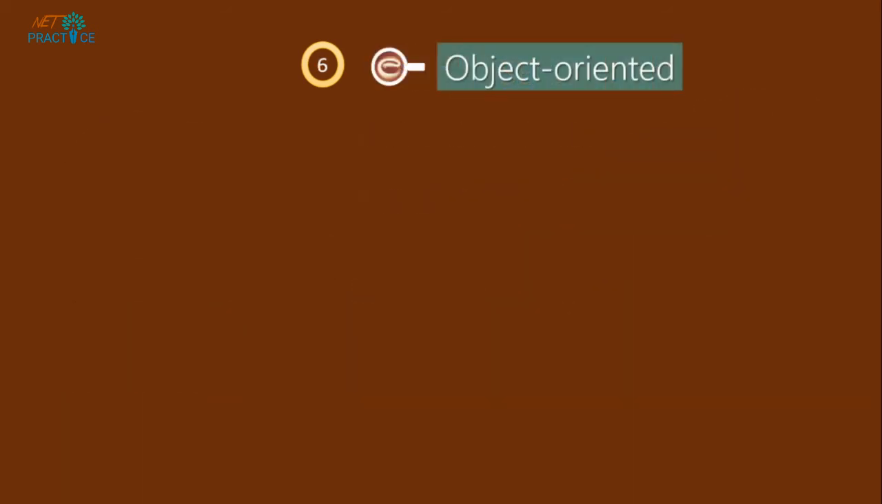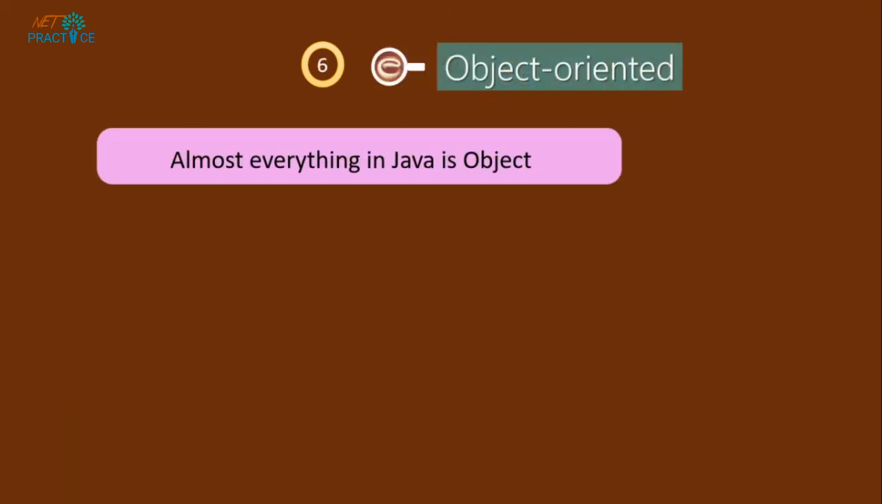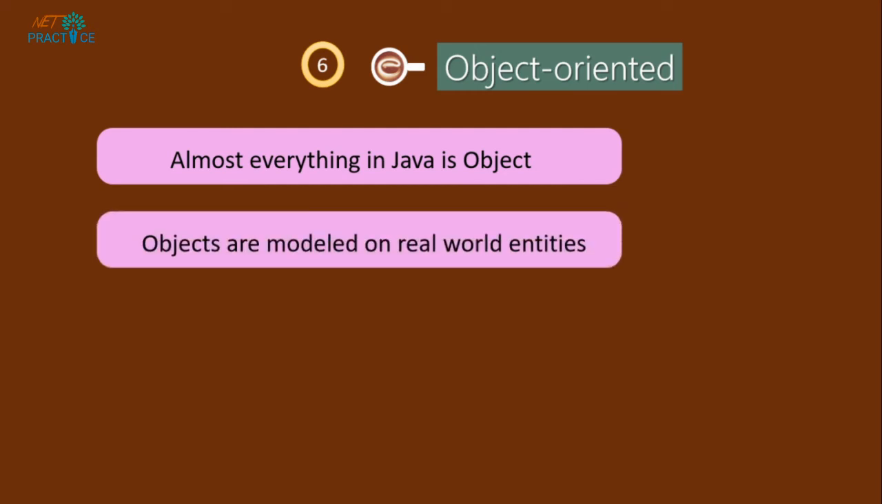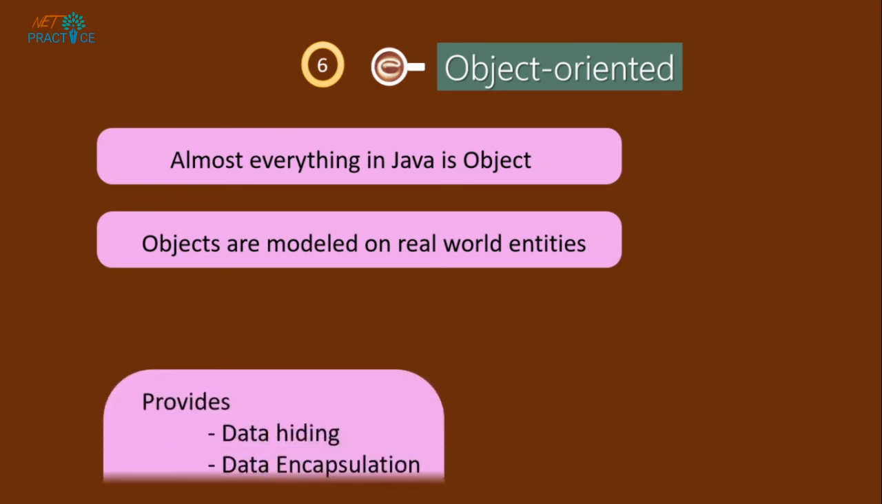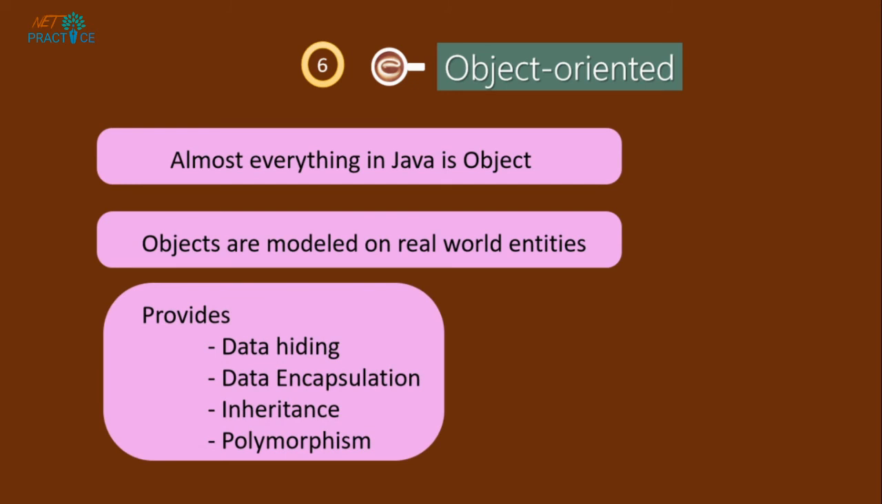Now Java is object oriented. Almost everything in Java is an object. You cannot say Java is purely object oriented, but yes, Java is object oriented. Almost everything in Java is an object, and the real world object is modeled in the form of a program. And it provides data hiding, data encapsulation, inheritance, and polymorphism. That's why it is called object oriented.